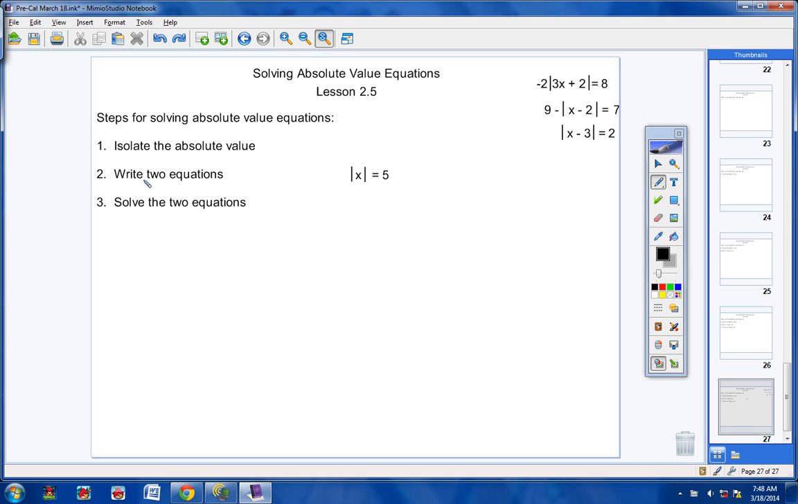So step 2 says write 2 equations. That's what you don't know how to do, and I'm going to teach you right now. So contain your excitement.